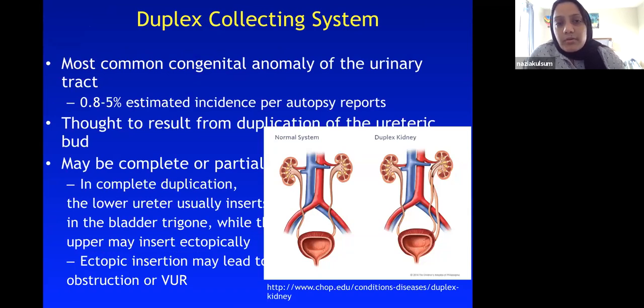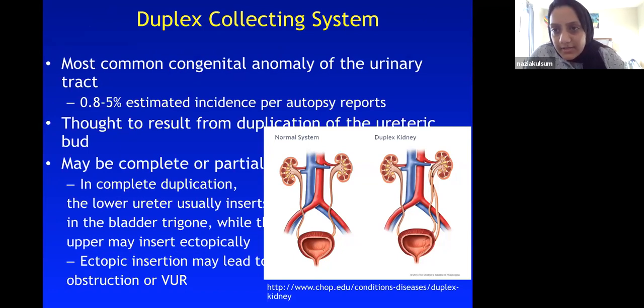Again, this is the most common congenital anomaly of the urinary tract. Up to 5% of autopsies of fetuses have revealed this. And what happens in this situation is there is either complete or partial duplication of the ureter on one side.